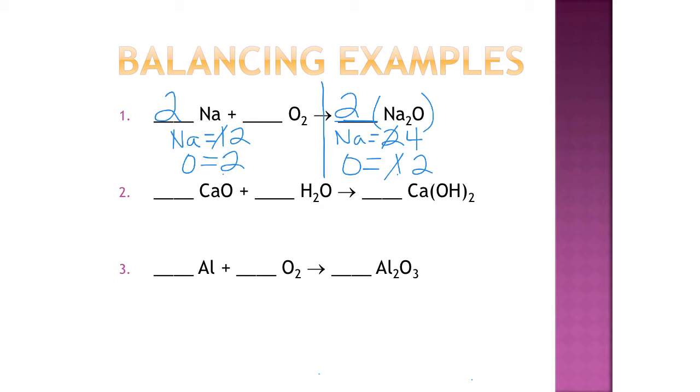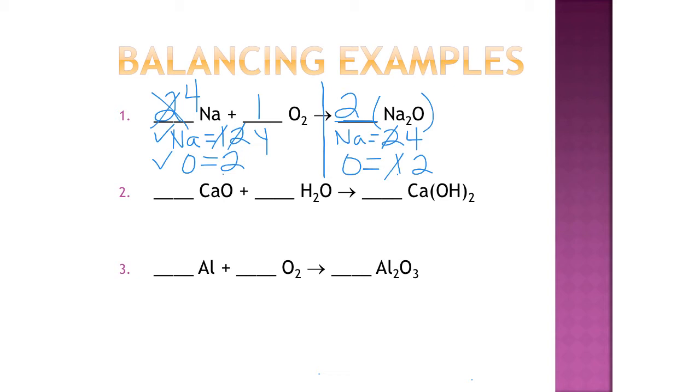So O is good, but now I got to go back and fix Na again. So now I would have to put a 4 in front of the Na, and now I would be all balanced because I have 4 Na's and 2 O's. My coefficients would be a 4. I could either leave this blank or put a 1 and a 2. So what it means is 4 moles of Na react with 1 mole of O2 to produce 2 moles of Na2O.